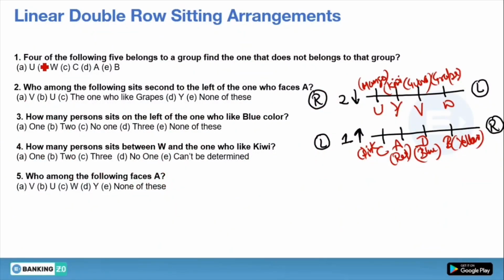Okay, so question number 1. Four of the following 5 belong to a group. Find the one that does not belong to that group. Okay. So this question is from odd one out.